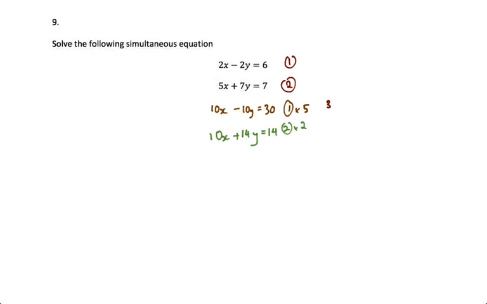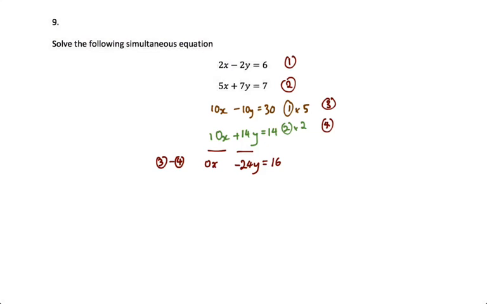Now, lots of people got to this stage or something similar. We might call this equation 3 and equation 4. And so I could then do equation 3 take away equation 4. The problem most people had was in this next stage. So 10x take away 10x is 0x, we know that. Negative 10y take away 14y. Lots of people wrote this as 4 or negative 4, but it's not. Negative 10y take away 14y is going to be negative 24y. And then the right-hand side, well, 30 take away 14 is 16.